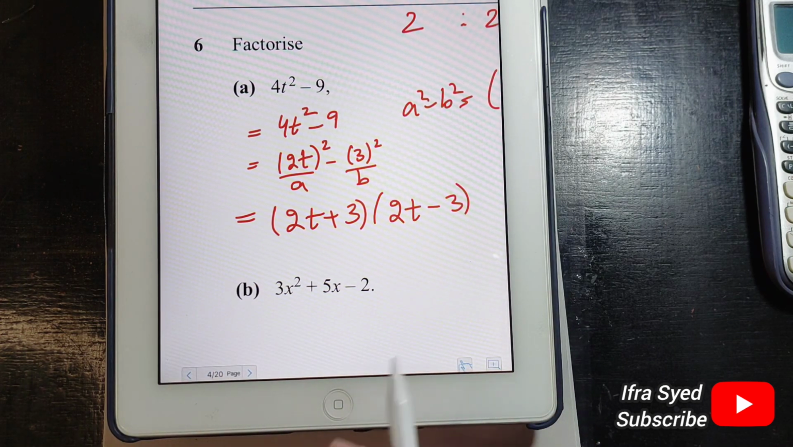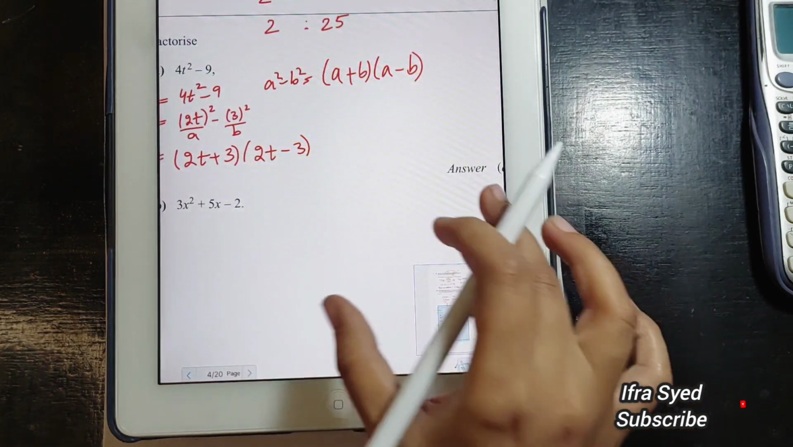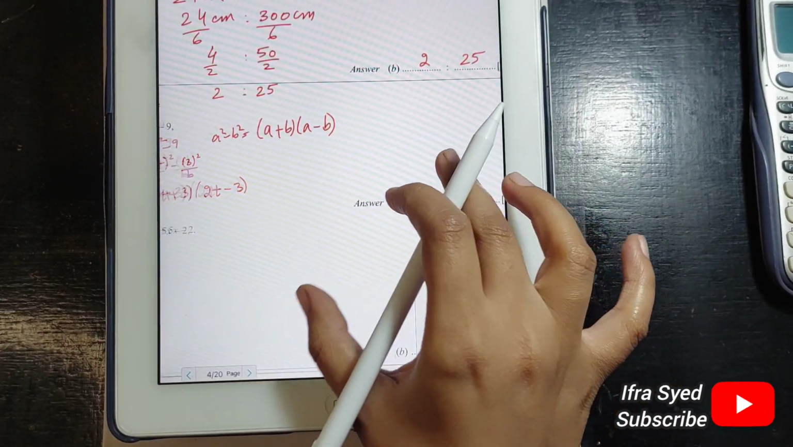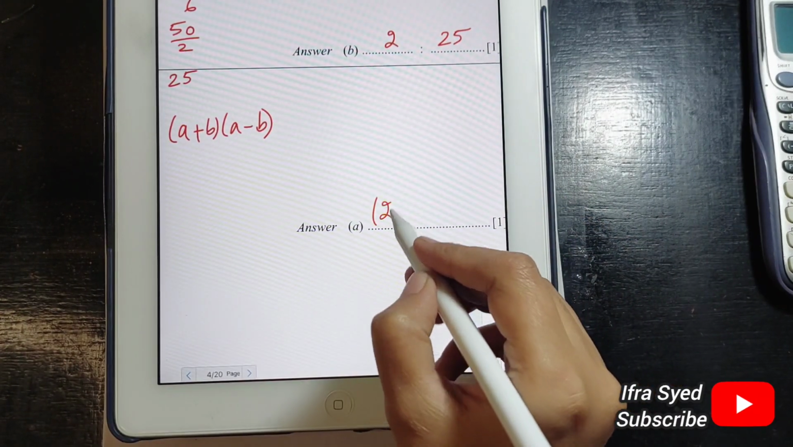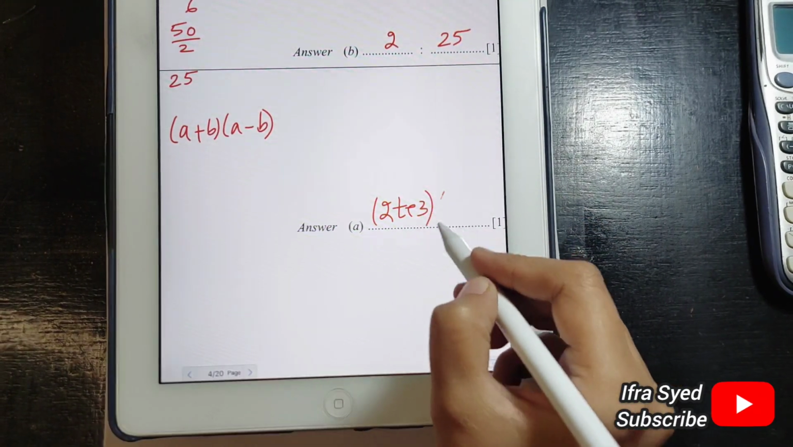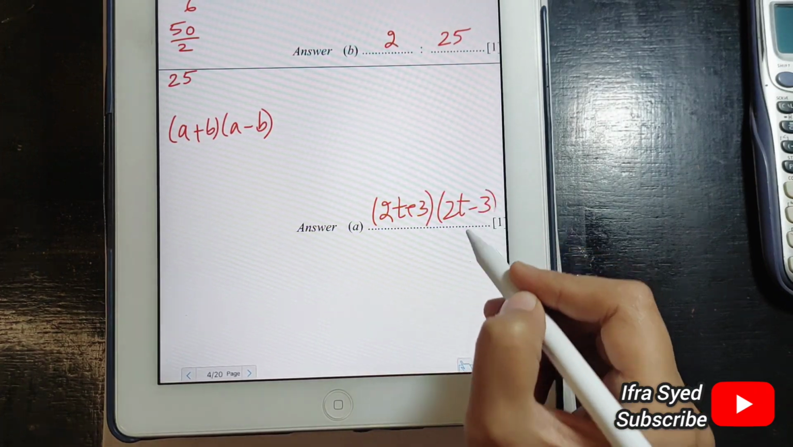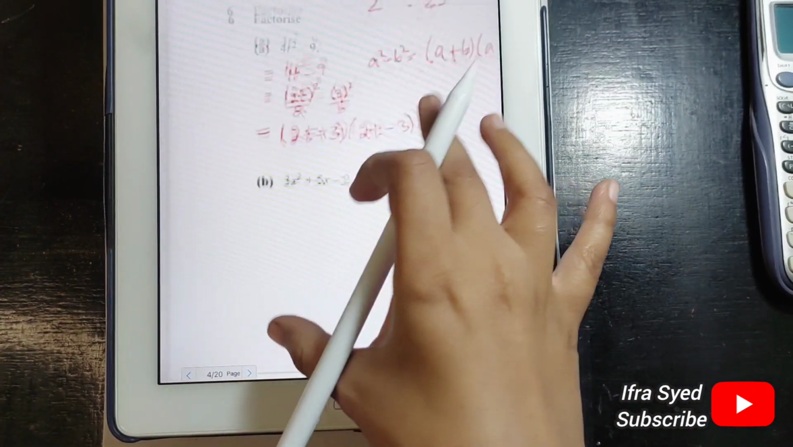Now let's move to the next part. First of all, we write the answer in the answer box: our answer is (2t plus 3)(2t minus 3). So this is our answer. Now let's move to the next part.